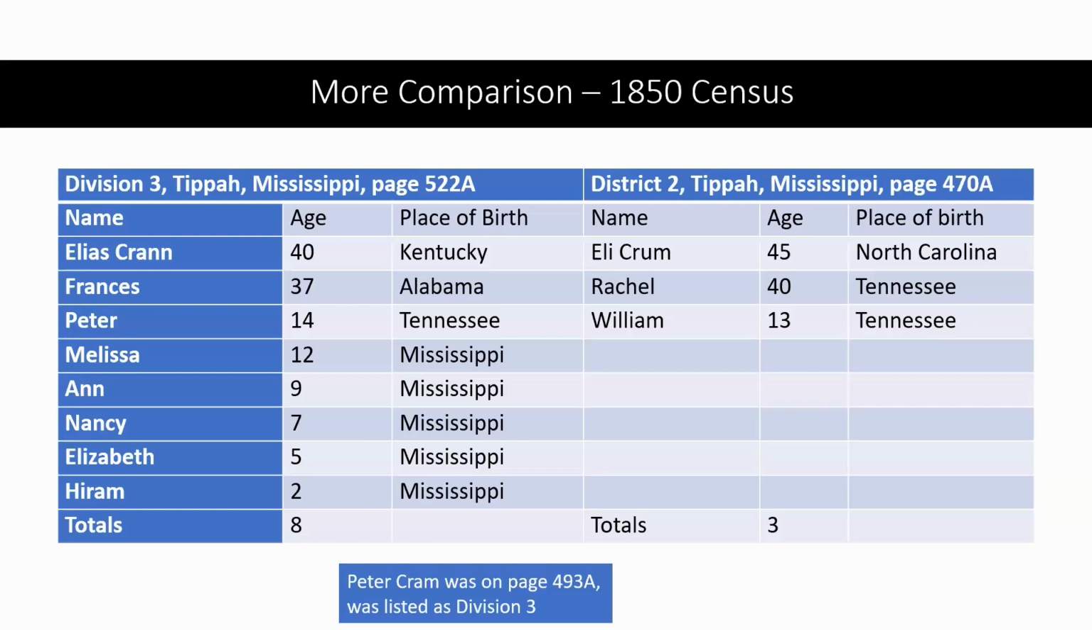The other Eli Crum was from North Carolina. He was 45, with a probable wife of Rachel and son of William. You can see that Peter was very clearly listed as a Cram, C-R-A-M, and that was not a Cran, that was a Cram, on page 493. So once again, we have 3 individuals. We're still not seeing any relationship, but I know that there probably is some relationship.